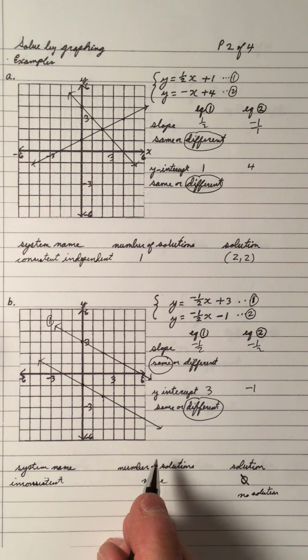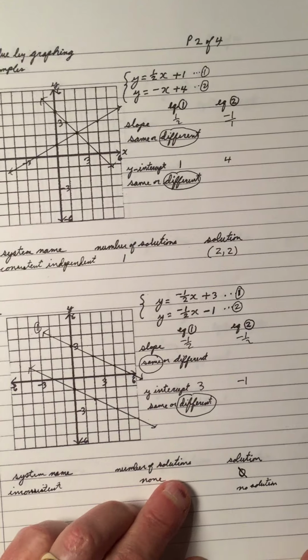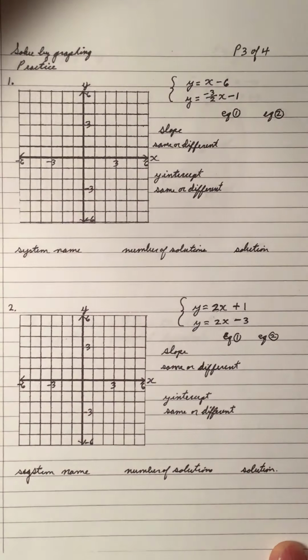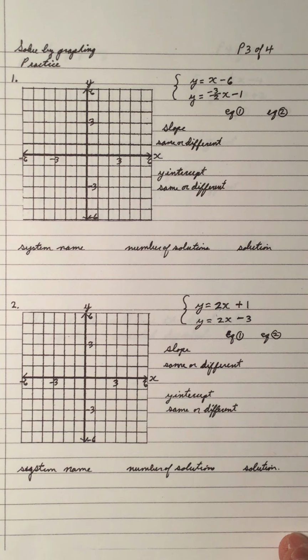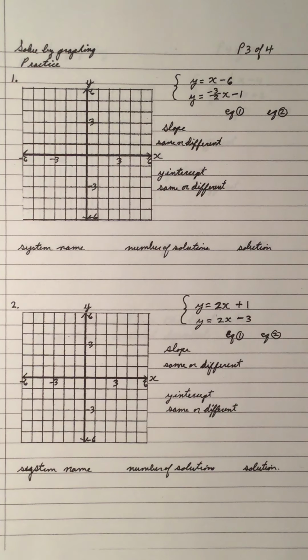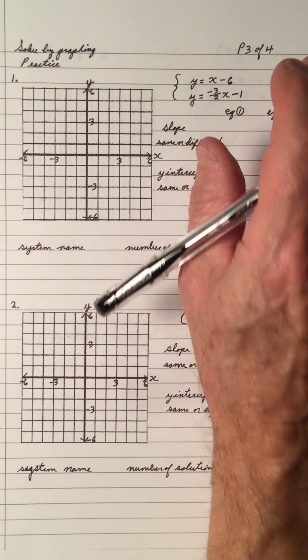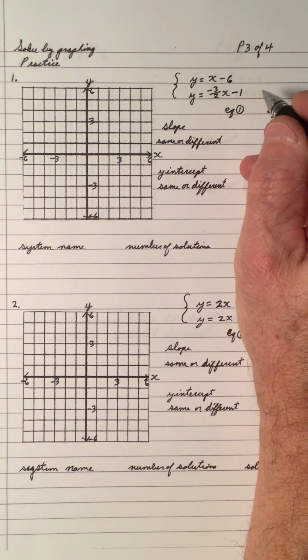Inconsistent system is parallel lines, no solution. They do not intersect. Okay, let's continue. Solve by graphing, practice. And practice means you work these out. Pause your video and work these out. And when you're doing these, if you're graphing, pause your video and go get some graph paper and plot these lines.